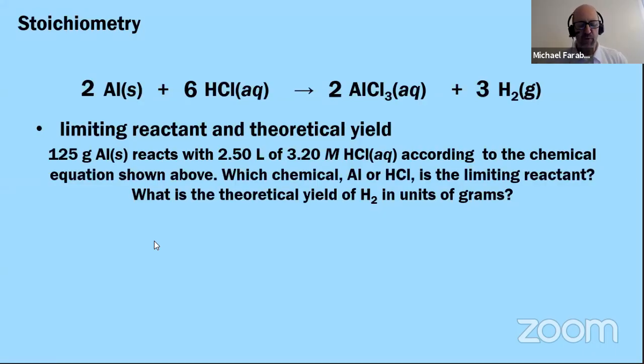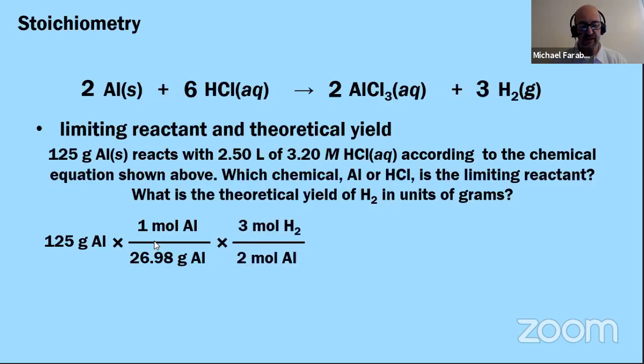I'm going to show you both ways. I'm going to start with this particular method. I'm going to convert each of these reactants into grams of hydrogen. When I do that, we can compare and see which mass of hydrogen is smaller. So let's start off by converting from grams of aluminum into moles. That's the periodic table. Let's convert from moles of aluminum to hydrogen using the coefficients.